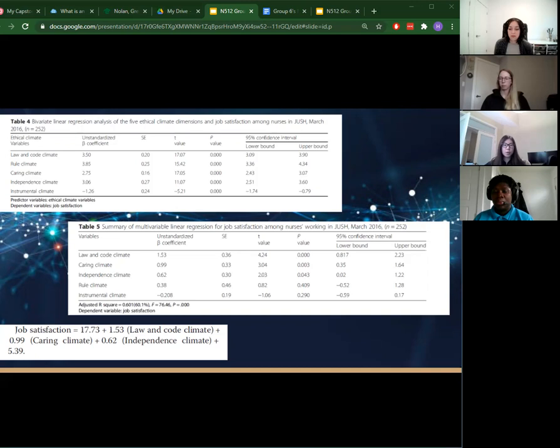Researchers also reported that the R-squared value of ethical climate was 0.601, demonstrating that ethical climates explain 60.1% of the variance in job satisfaction. The reported F statistic is also greater than 1 at 76.76, telling us to reject the null hypothesis because the independent variables in the model improve the fit of the line.